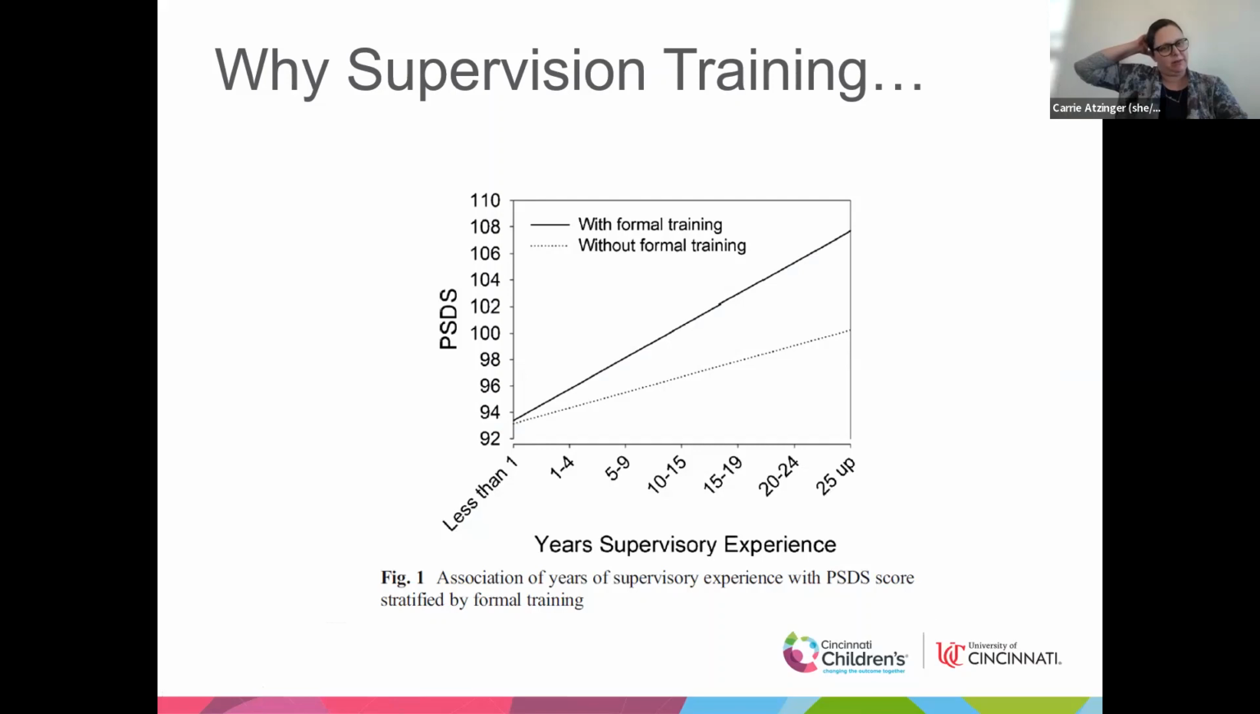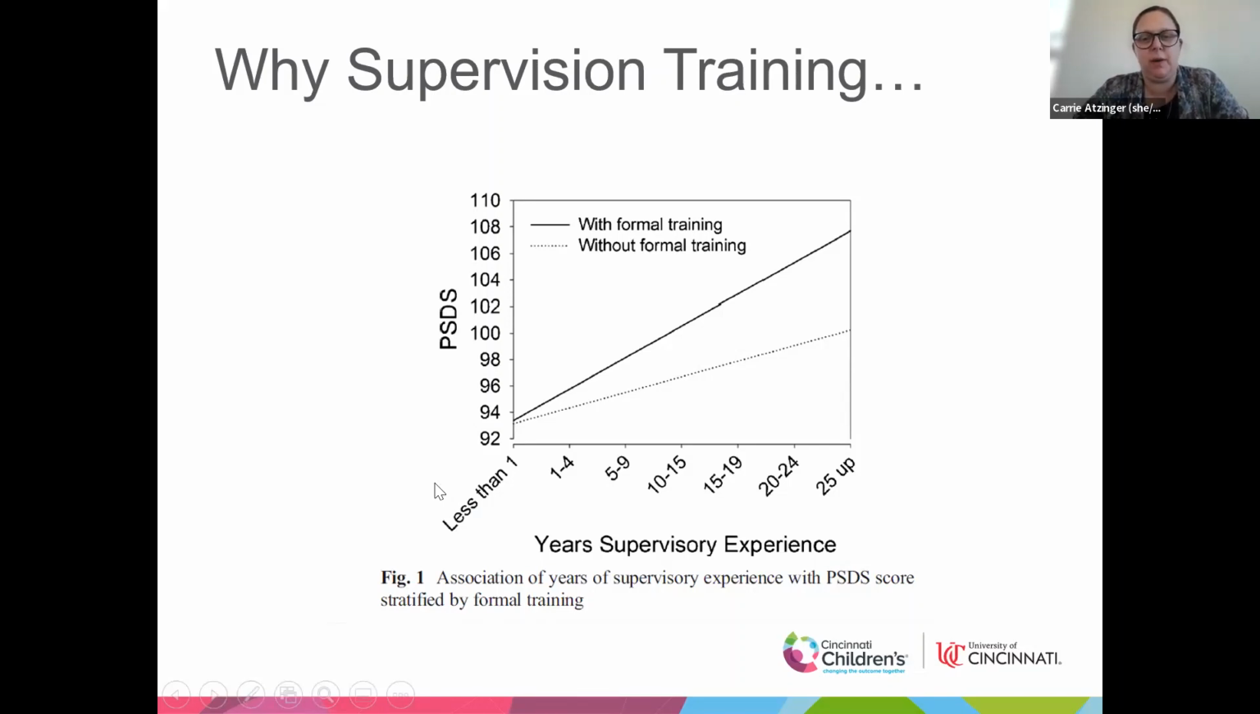I always like to start with this graph. So this comes from a research paper in the genetic counseling field, looking at people who act as supervisors and how confident and competent they feel in their teaching ability in the clinical setting. Along the side here, the PSDS, that's the psychotherapy supervisor development scale. It's really just a way of measuring how confident they feel in their abilities as a supervisor, and how competent they feel.